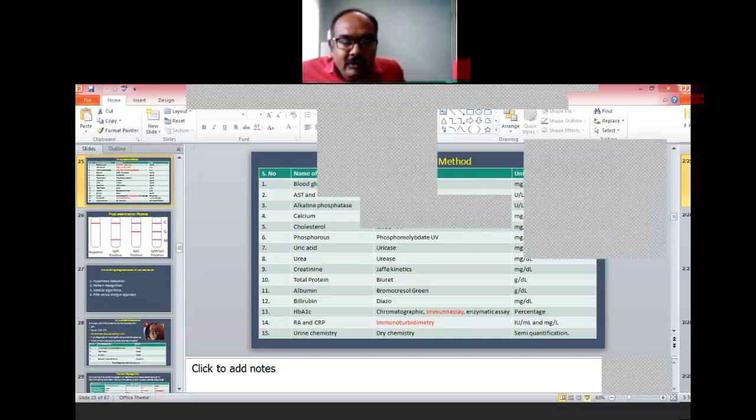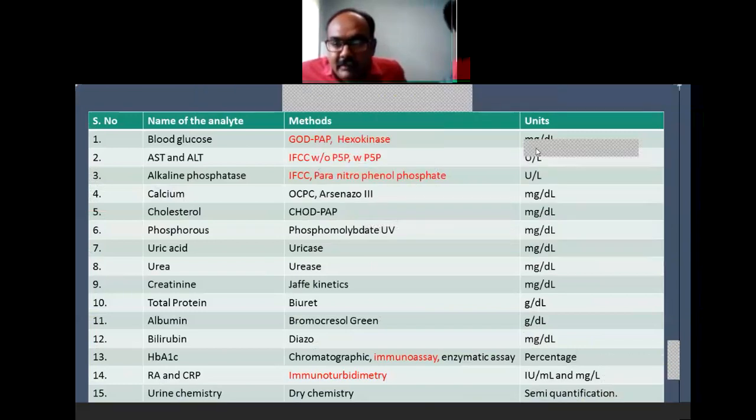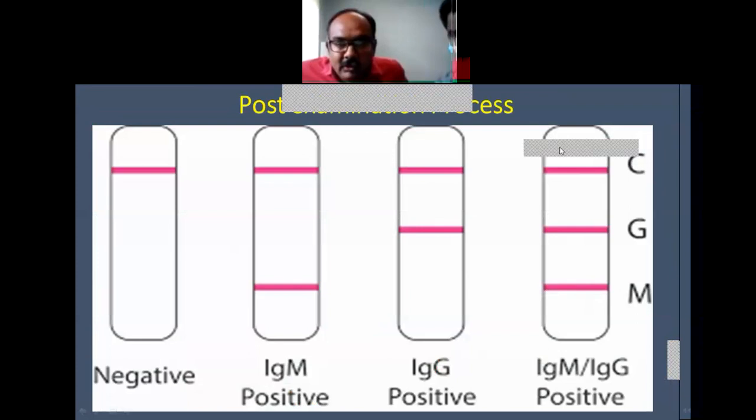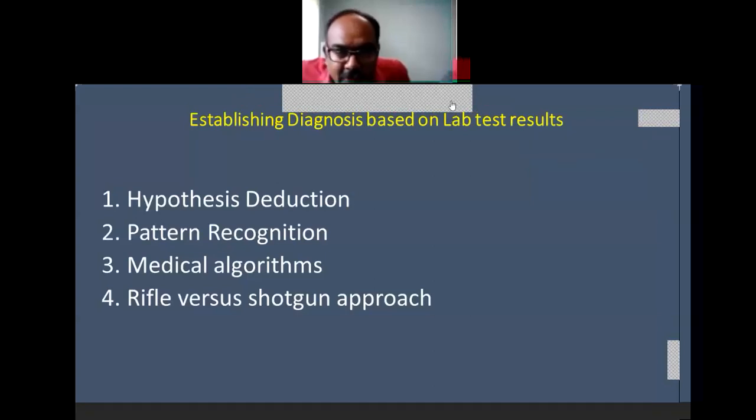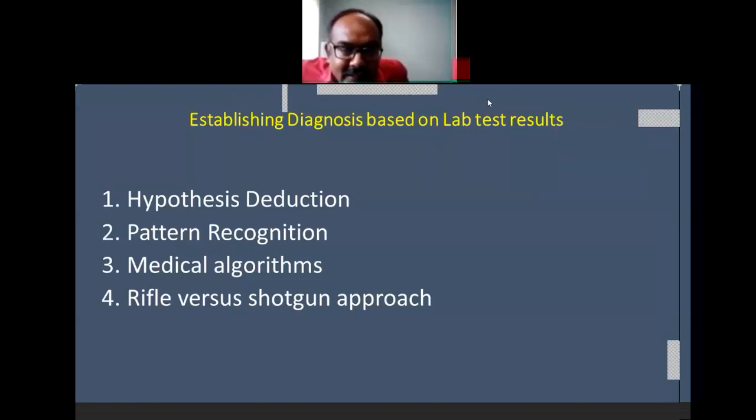Okay, so I want to go fast actually. Next slide. Next. So it's a post-examination process. Establishing diagnosis based on laboratory results, actually diagnosis is your part. So for lab test results, you can easily interpret or order the lab test based on four different points: hypothesis detection, pattern recognition, medical algorithm, and rifle versus shotgun approach.